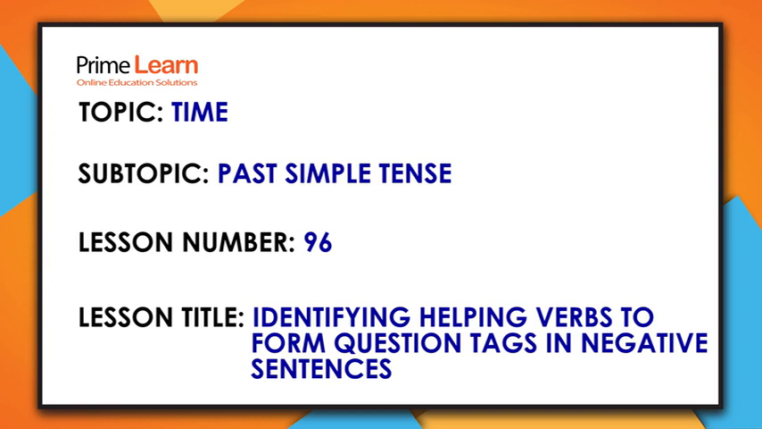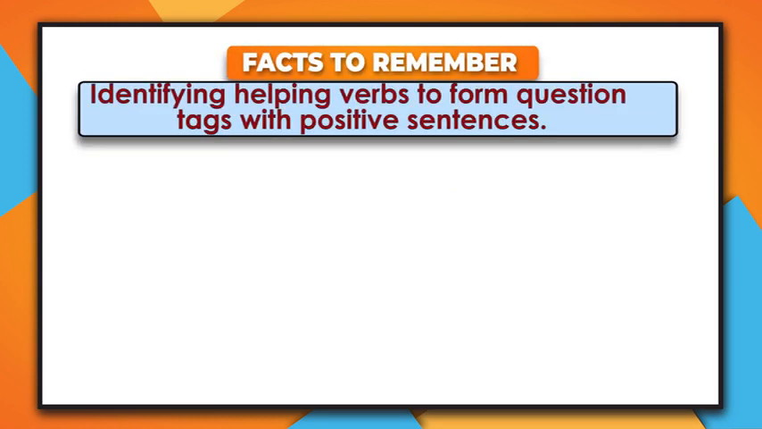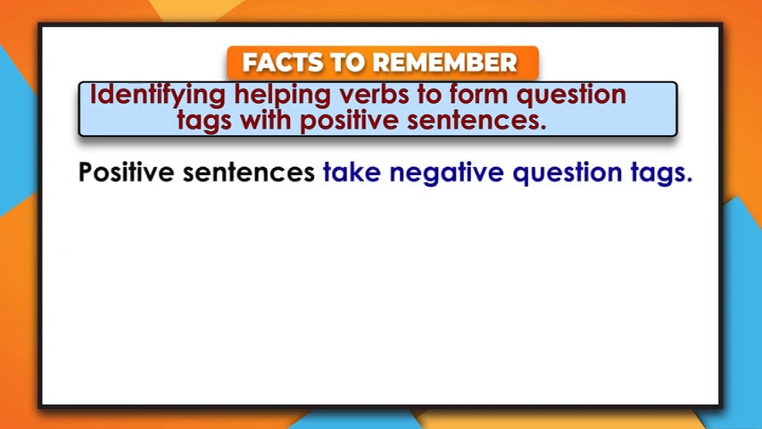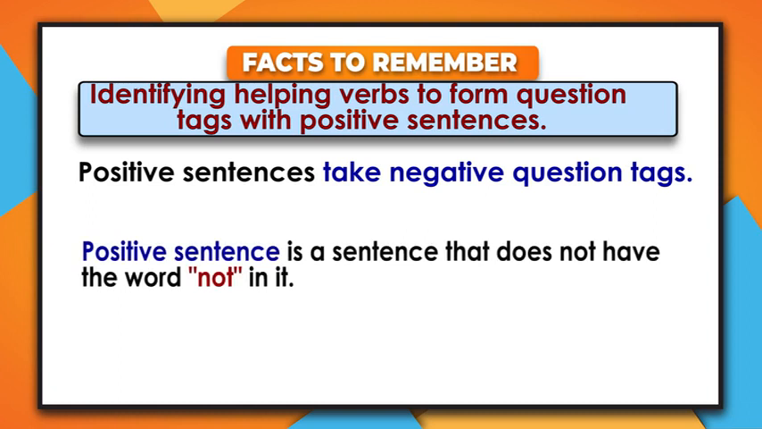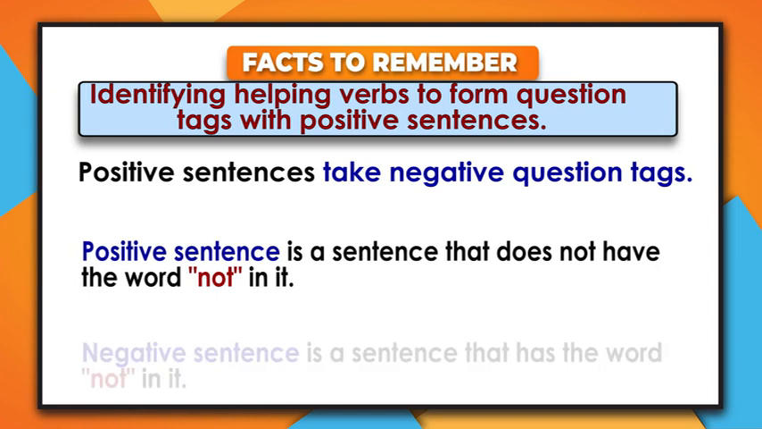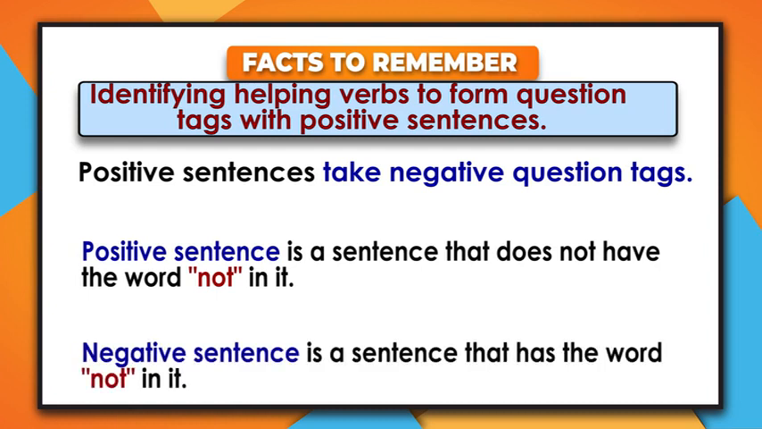looked at in lesson number 95. In lesson number 95, we looked at identifying helping verbs to form question tags with positive sentences, where we said that positive sentences take negative question tags. In that lesson, we said that a positive sentence is that sentence that does not have the word not in it, and a negative sentence is that sentence that has the word not in it.